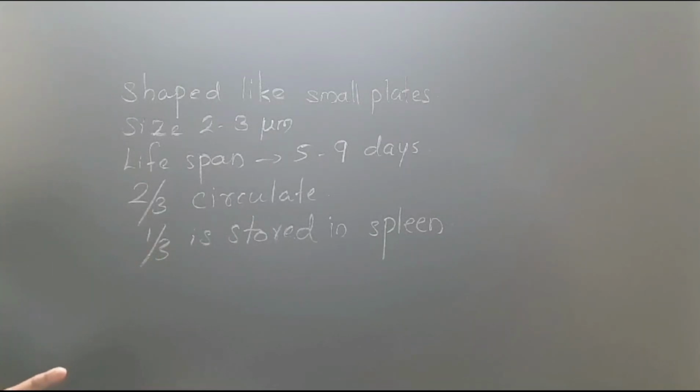Once again, the platelets are literally shaped like small plates. The size of the matured platelet is 2 to 3 micrometer. Lifespan of platelets is 5 to 9 days. About 2/3 of the platelets circulate in the blood and 1/3 is stored in the spleen.